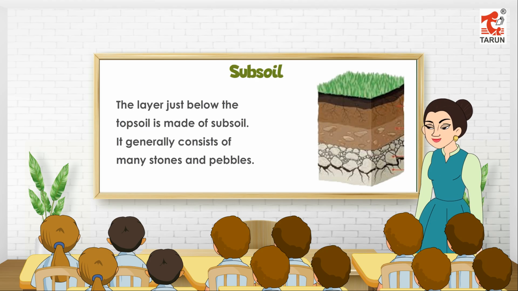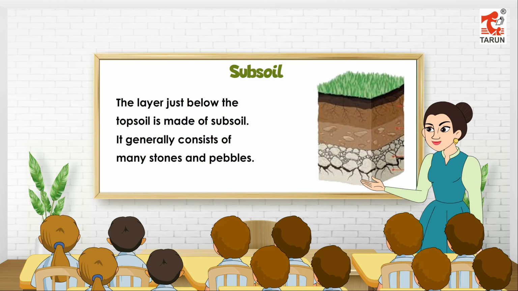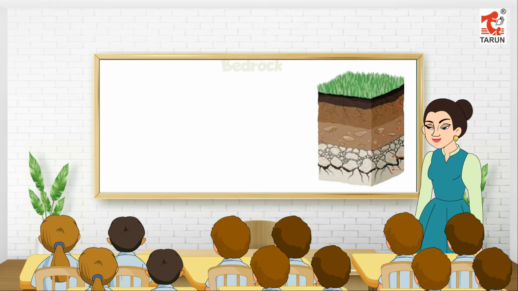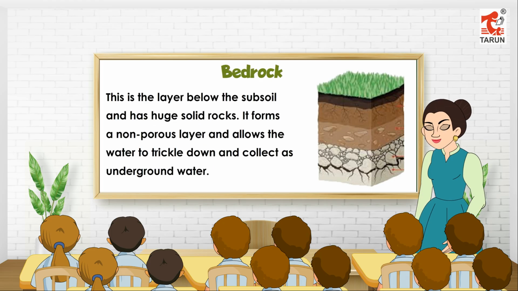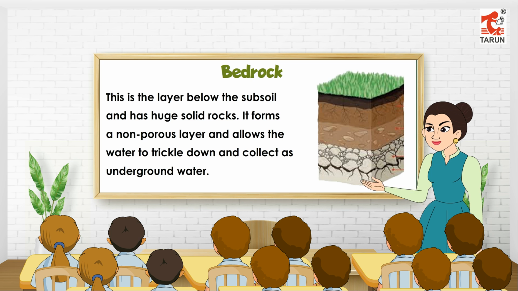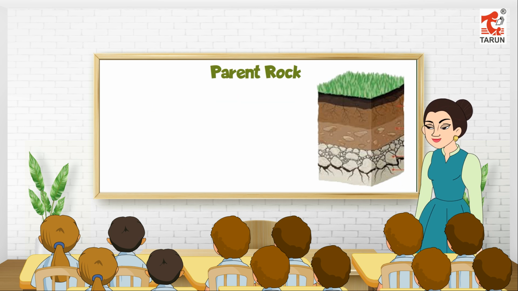Subsoil. The layer just below the topsoil is made of subsoil. It generally consists of many stones and pebbles. Bedrock. This is the layer below the subsoil and has huge solid rocks. It forms a non-porous layer and allows the water to trickle down and collect as underground water. Parent rock. The last layer of soil with unweathered rocks.